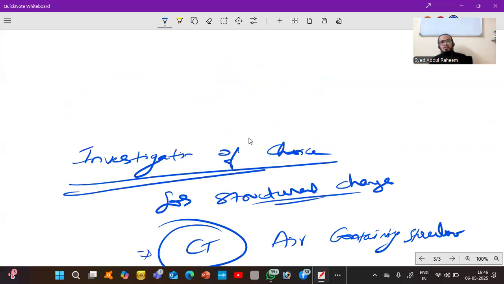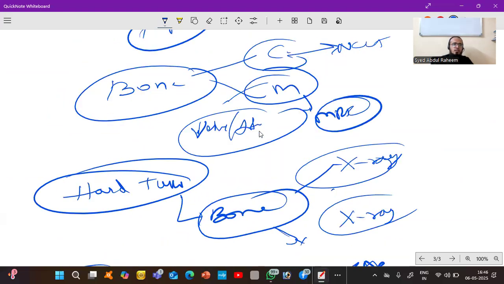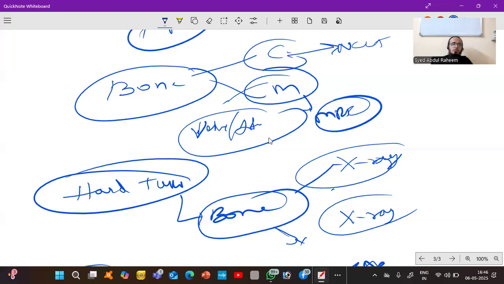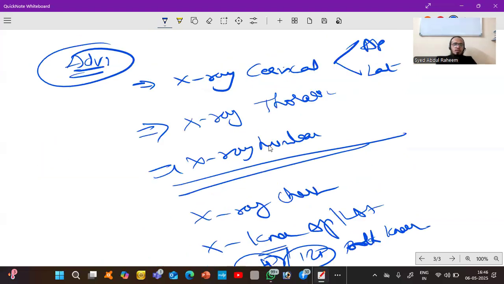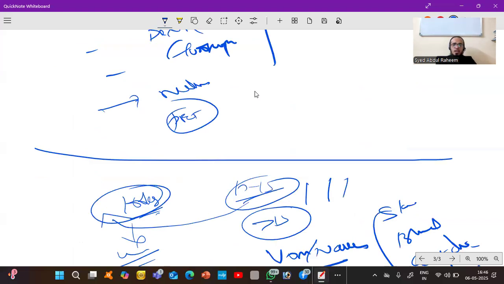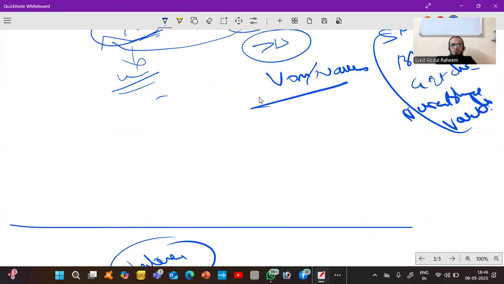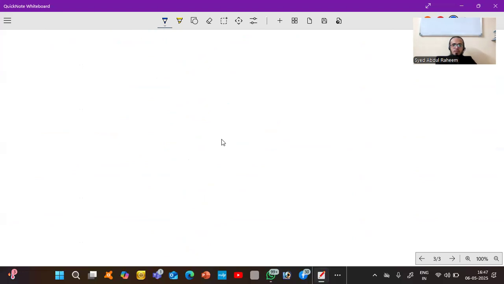So we discussed the investigation of choice, how X-ray is produced in the tube, and the different types of structures in our body. What is the investigation of choice? And second is ionizing and non-ionizing agents and side effects of X-ray. What will happen? And we have different types of X-rays.